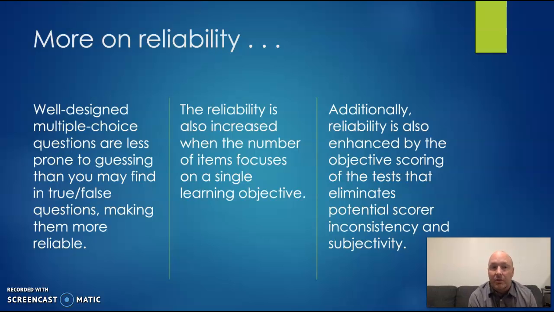Well-designed multiple choice questions involve less guessing than you might find in many other types of testing. And the reliability can be increased because of the number of questions that can be included. So not only do you have a more honed reliability in the answers than you would with a true-false, you can also increase the number of questions and hone in on a more reliable test to serve your single learning objective. Additionally, reliability is enhanced by the objective scoring that the tests have, which eliminates a lot of the subjective scoring and the inconsistency that's related to subjectivity.